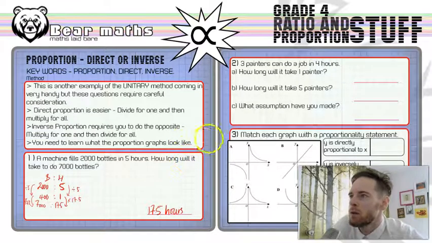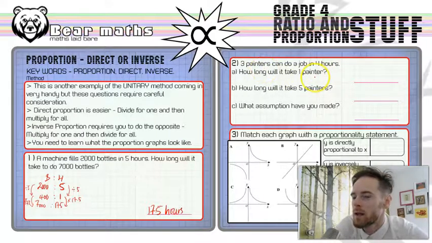Now, in number 2, you've got 3 painters can do a job in 4 hours. How long will it take one painter? So this one is an inverse proportion question. If 3 painters can do it in 4 hours, how long is it going to take for one painter to do it? Okay, the number of painters is coming down here.